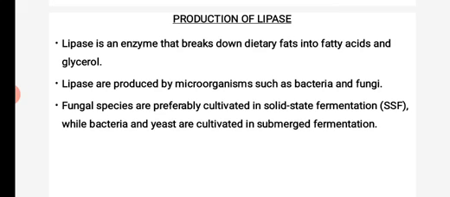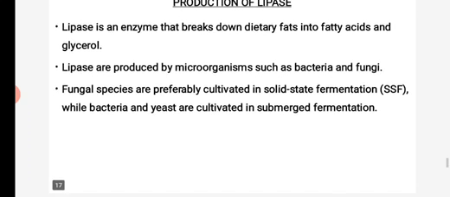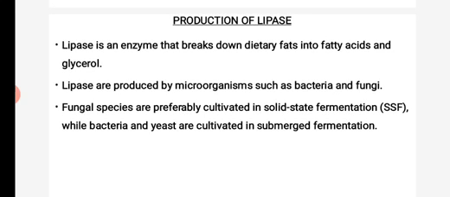So you should write the solid state fermentation by using fungal species, and you should write the submerged fermentation by using bacteria in the production of lipase. We have already discussed solid state fermentation and submerged fermentation in the last class. So you should mention lipase production by fungal species as solid state fermentation, and lipase production by submerged fermentation using bacteria.